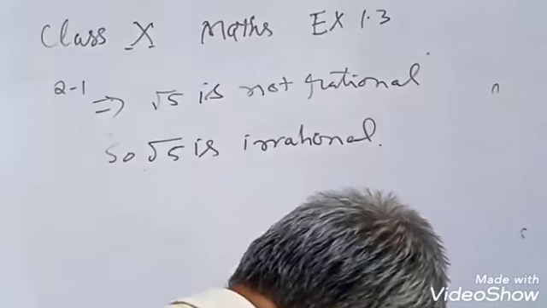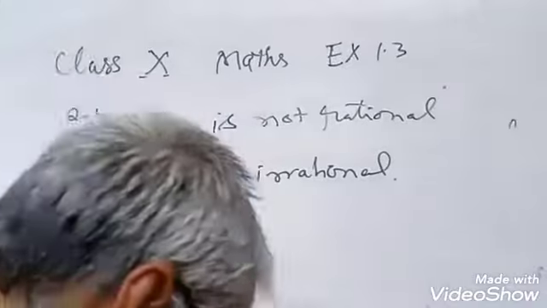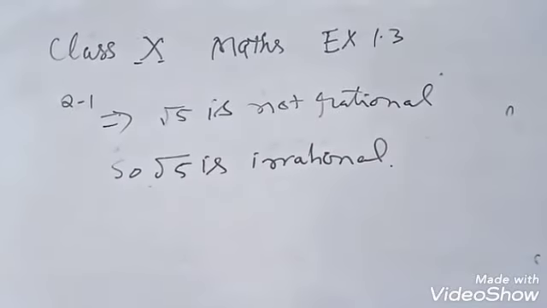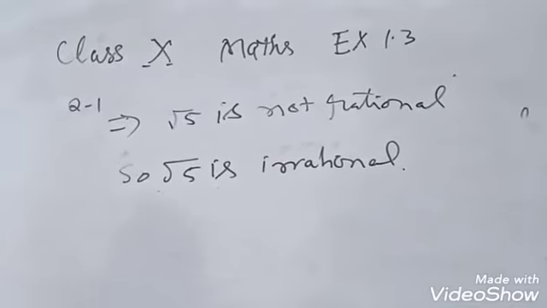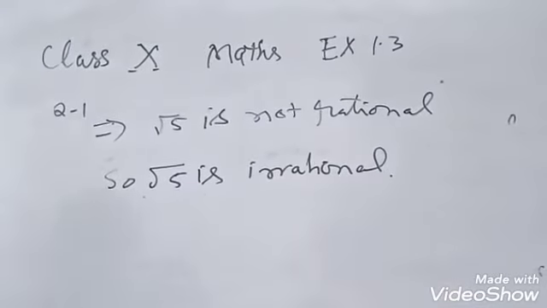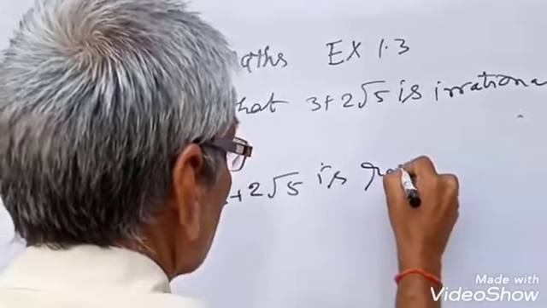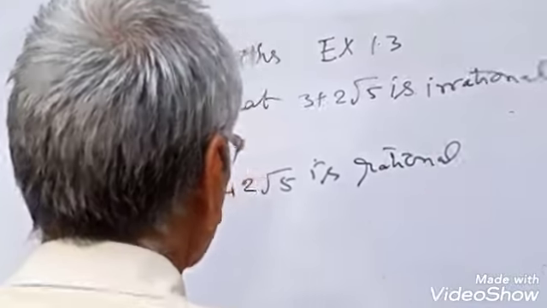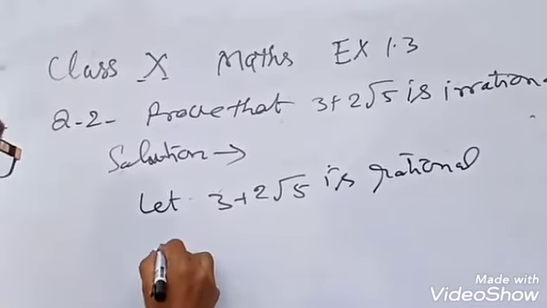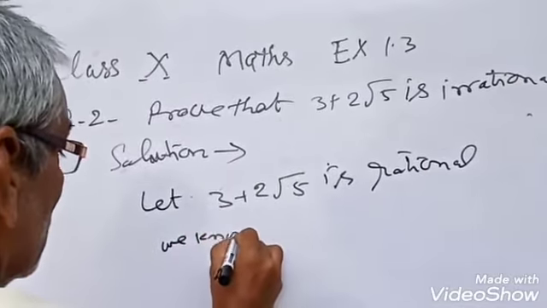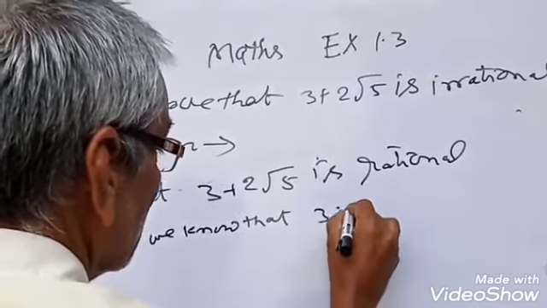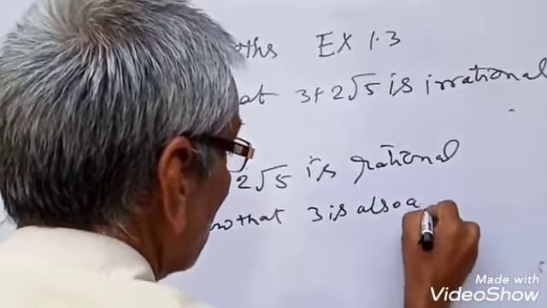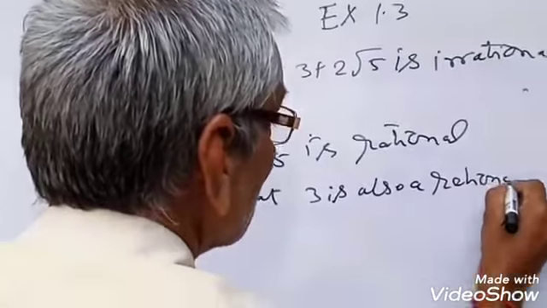Question: Prove that 3 plus 2 root 5 is irrational. Let 3 plus 2 root 5 be rational. We know that 3 is also a rational number.